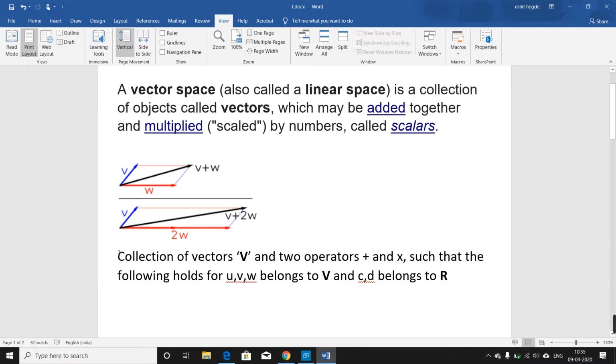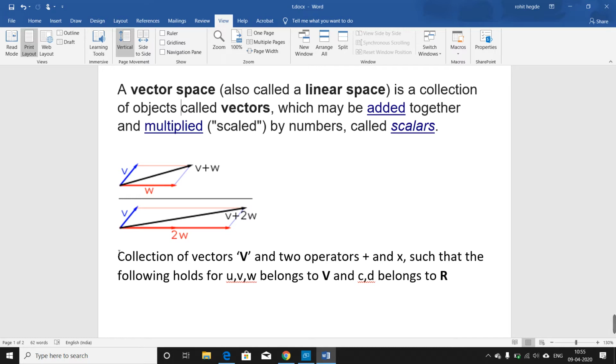with this definition. It's the collection of vectors V, meaning lots of vectors v1, v2, v3 like that, and two operators, plus and multiplication, and the following holds for u, v, w belonging to V. Meaning if we draw small vectors like u vector, v vector, w vector, these are all vectors belonging to that vector space, the collection of vectors, meaning vector space V. And if we use any scalar constants for scalar multiplication, in the definition it's given as c and d belonging to the real numbers.